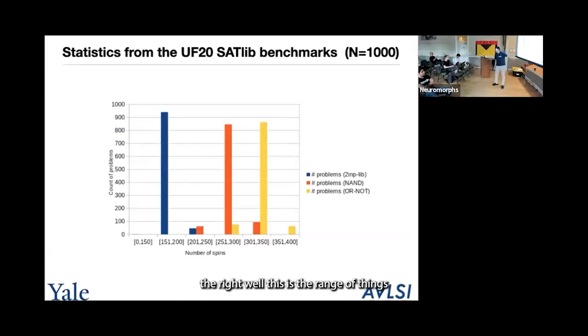I have two numbers in the square brackets. Oh, this is the range of spins. Yeah, that's right. I manually pick these ranges so that you can see where the mass of most of these things are.